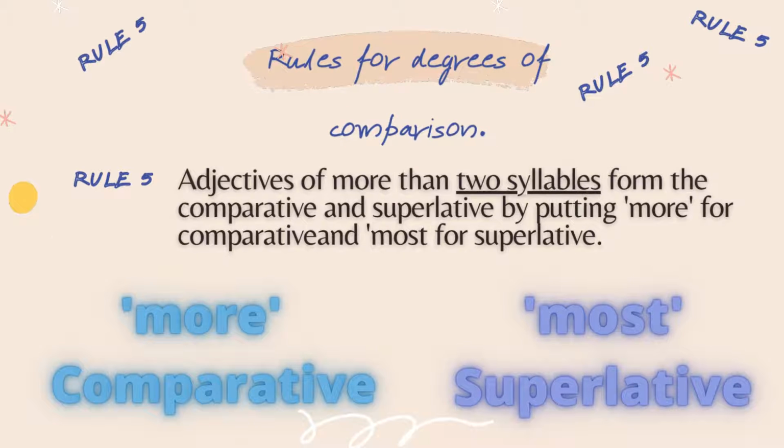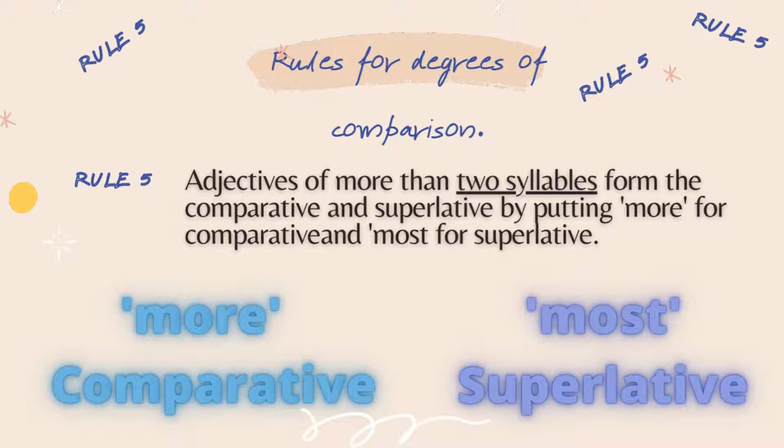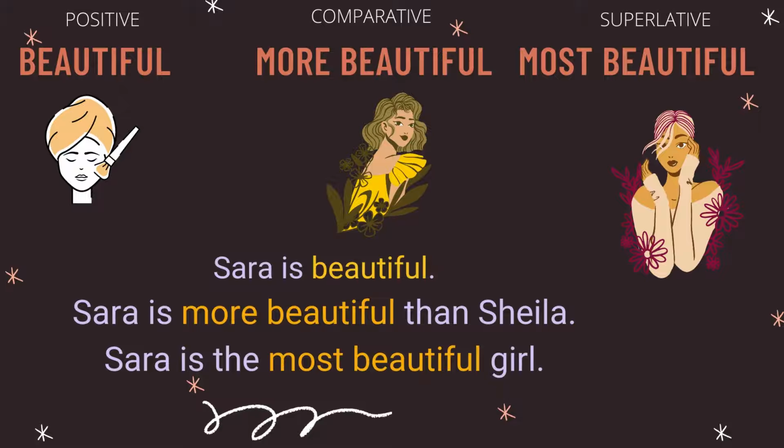And Rule number 5 is for 2-syllable words. You should add more to form the comparative and most to form the superlative. So let us see some examples. First word is beautiful, which is a 3-syllable word. So you should add more beautiful to form the comparative and most beautiful to form the superlative.